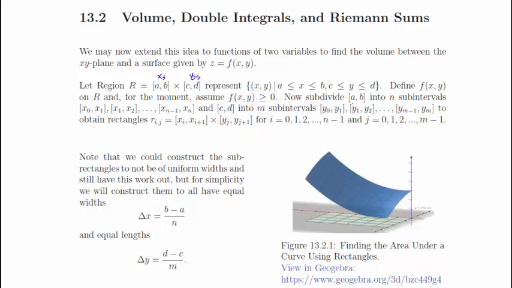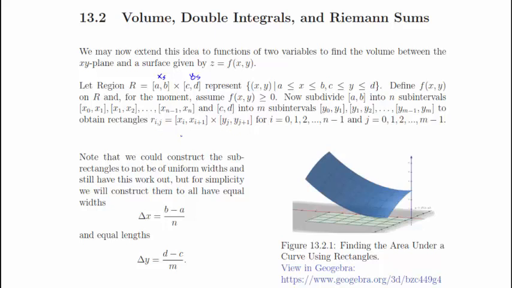So we're going to subdivide the x interval from a to b into n subintervals, x0, x1, then x1, x2, all the way down to x sub n minus 1, x sub n. And then we'll take the y interval c, d, and cut it into m subintervals, y0 to y1, y1 to y2, etc., all the way down to y sub m minus 1, y sub m. To obtain the rectangles, R sub i,j equals x sub i, x sub i plus 1 crossed with y sub j, y sub j plus 1.